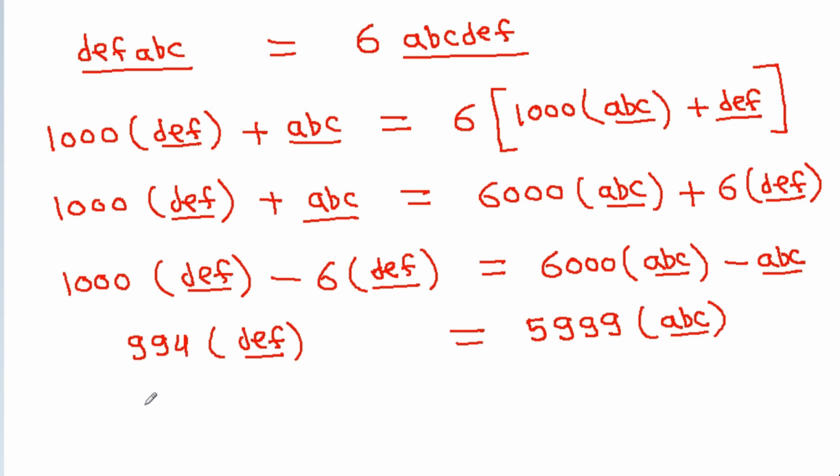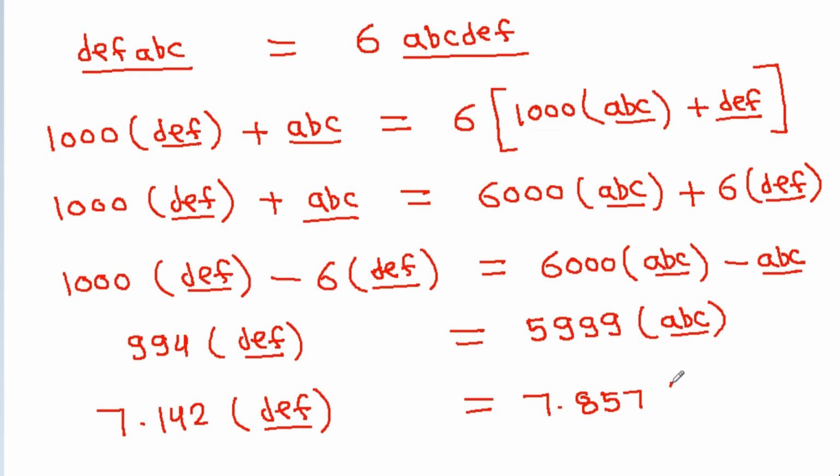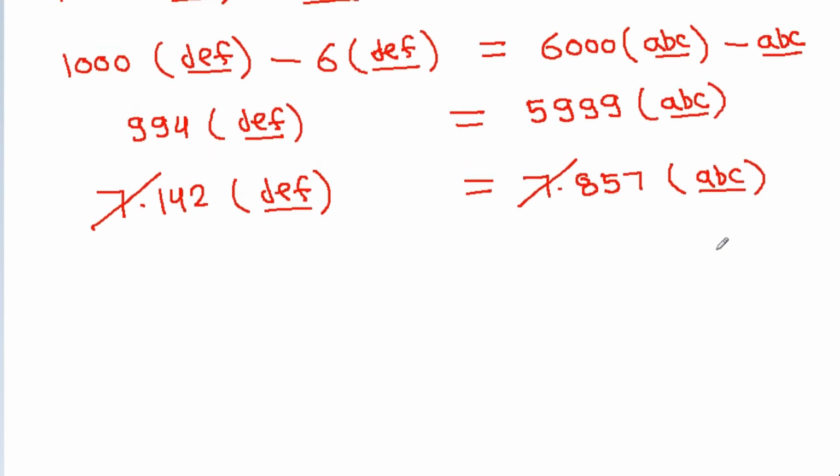And 994 is 7 times 142, times DEF, is equal to, and 5999 is 7 times 857, times ABC, and 7 will get cancelled. So 142 times DEF is equal to 857 times ABC.